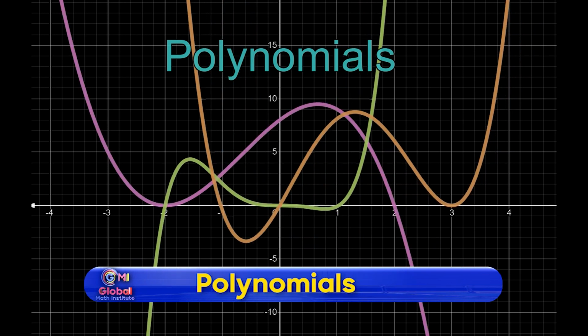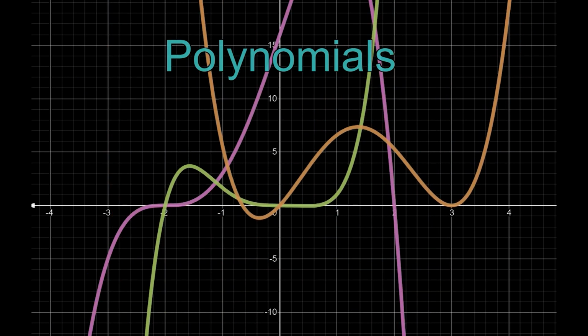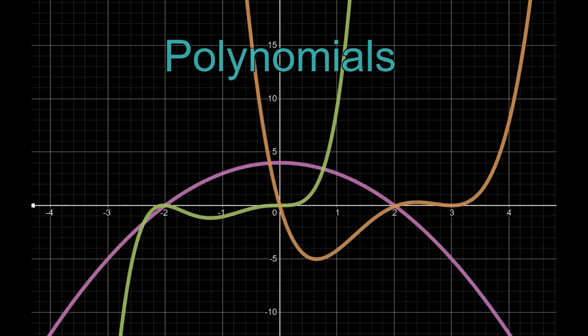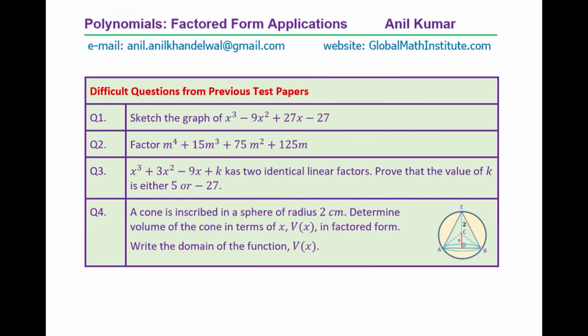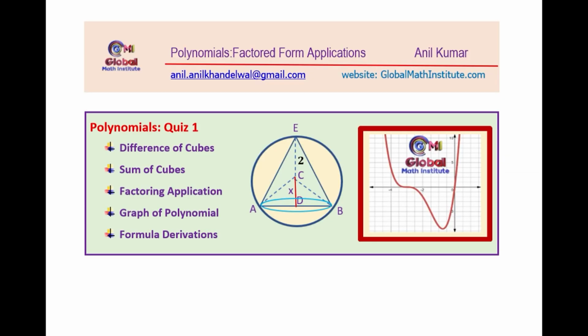We will now discuss polynomials in factored form and take up application-based questions. Here are some brilliant questions which have been asked in previous test papers, and I have found students struggling with these particular questions. So it's a good idea to solve them now and get ready for your test. I'll discuss with you 5 problems which are basically based on factoring skills. We'll take up difference of cubes and sum of cubes as the major factoring skill.